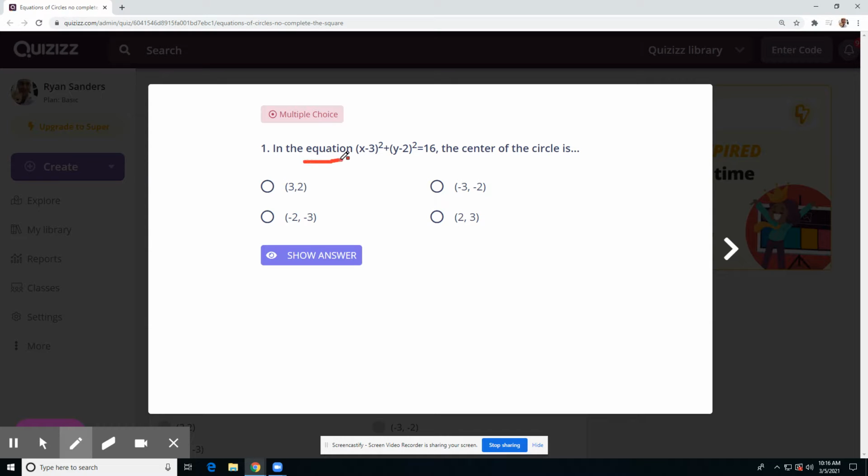In the equation (x - 3)² + (y - 2)² = 16, the center of the circle is... (h, k) is your center. And my trick is that it's the opposite of whatever these numbers are. So the opposite of -3 is +3. The opposite of -2 is +2. Then if we need the formula, we can write it out. Okay.